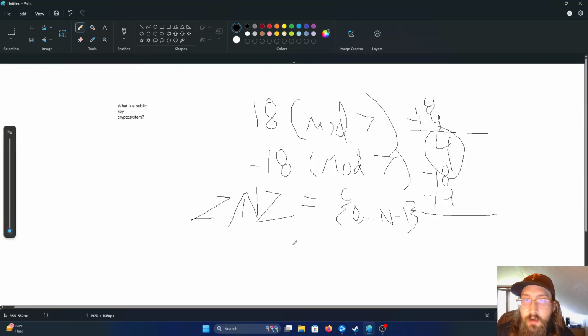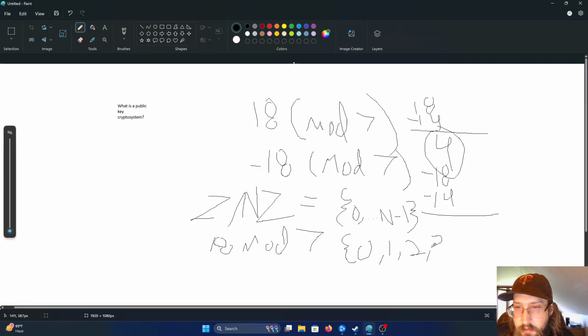This is something I do understand. For example, if you take 18 mod 7, the possible answers for that would be 0, 1, 2, 3, 4, 5, and 6. So I do understand that much.